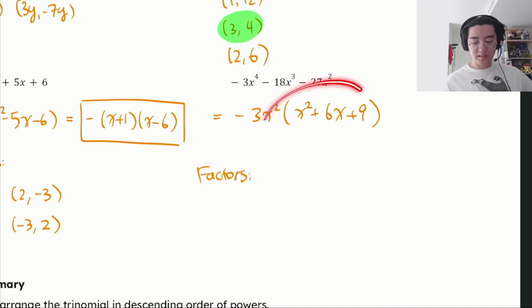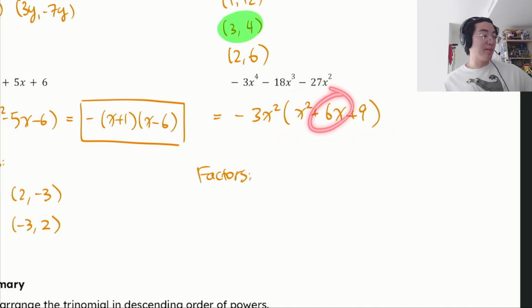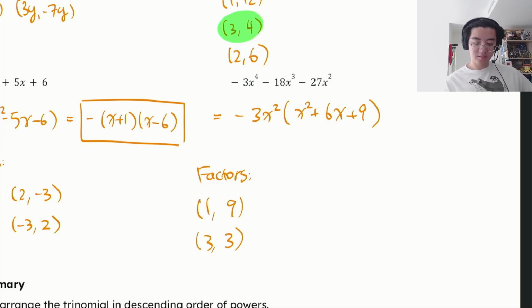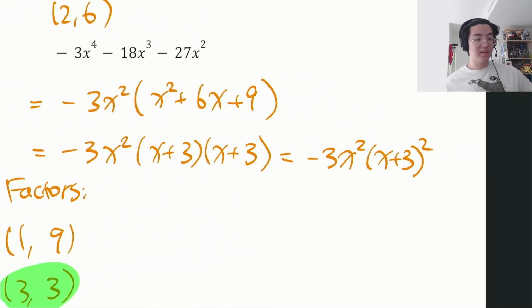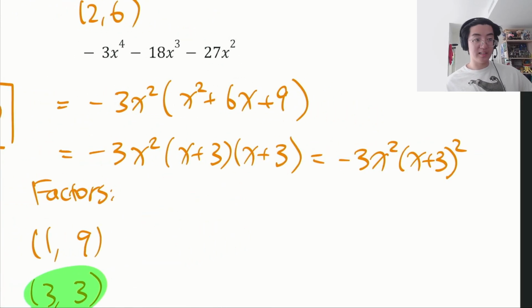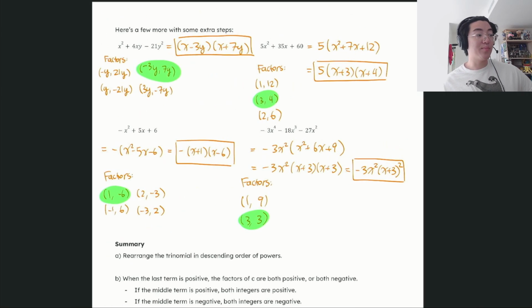Once again, since we're working with a positive middle term here, we don't actually have to worry about the negative factors. So just a 1, 9, and a 3, 3. So as you can see here, 3 plus 3 is 6. So x plus 3, x plus 3. Here's another extra step, because we can just combine the x plus 3 into x plus 3 squared. It's just x plus 3 multiplied by itself twice. So we can just put a square on it. Okay, but with that, that's done.